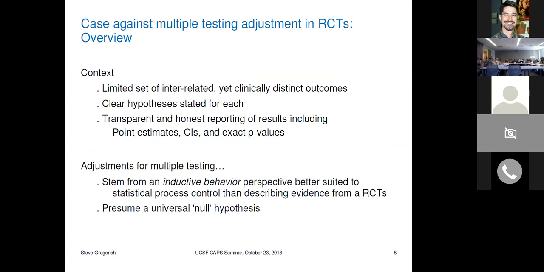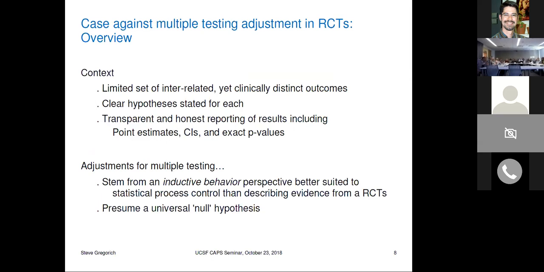So there's going to be multiple outcomes. There's going to be some cognitive outcomes. There's going to be some social outcomes, some physical health outcomes. So we're in a multiple testing situation right off the bat. So my argument against adjustment for multiple comparisons is that in the context of a scientific randomized controlled trial, you've got a limited set of interrelated hypotheses, and you're going to be transparent and honest in your reporting of results.